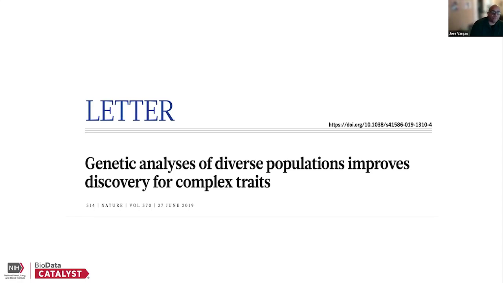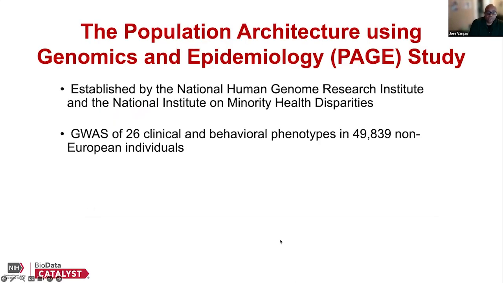So, and this is shown beautifully in this paper that I show here from the PAGE Consortium, and that is a population architecture using genomics and epidemiology. That's the PAGE study. It was established by the NHGRI and the National Institute on Minority Health and Health Disparities. And it's a genome-wide association study of 26 clinical and behavioral phenotypes in almost 50,000 non-European participants.